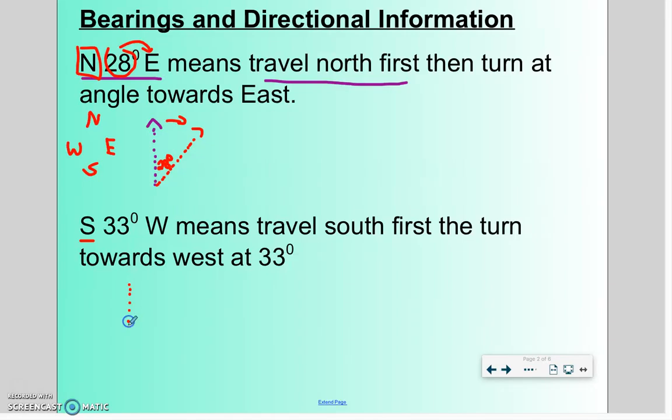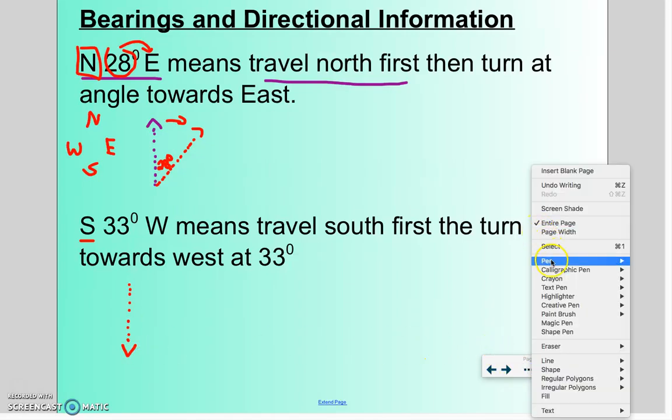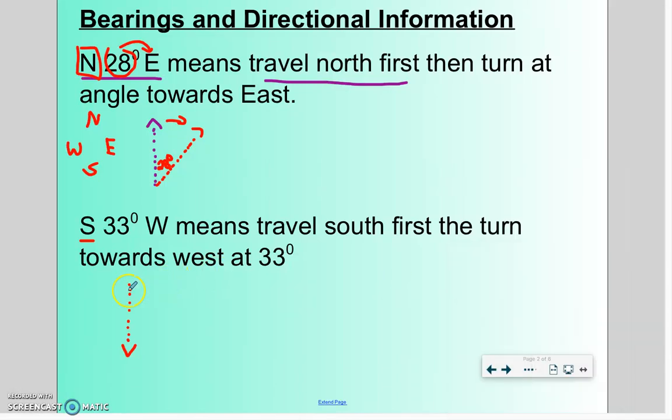So I'm turning around. My initial view is to look down. And then, since I'm going 33 degrees west, it's pivoting this line towards the west at a 33 degree angle. Obviously, the angle's not drawn to scale, but we're going towards the west. So it's south here, west this direction. And the angle then goes on the outside.